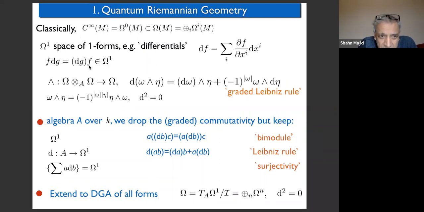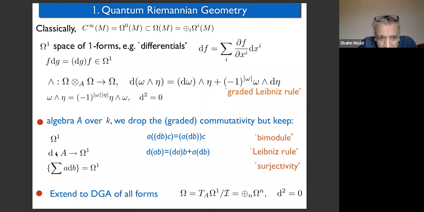Now, classically, of course, they would commute with functions and there'd be a wedge product and d would extend with the graded Leibniz rule and it'd be graded commutative. Now for this non-commutative structure, we just keep the Leibniz rule basically. So we let the algebra be any unital algebra over a field. We drop the commutativity and graded commutativity, but we keep the associativity. Part of the associativity of the exterior algebra is that omega one is a bimodule. That means you can multiply a differential form by a function, either first from the left and then from the right, or from the right and then from the left. So they should commute, that's called a bimodule.